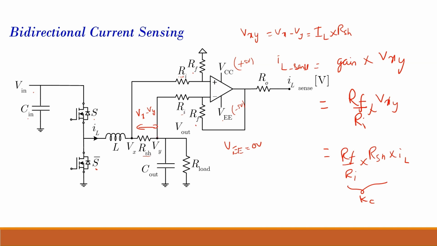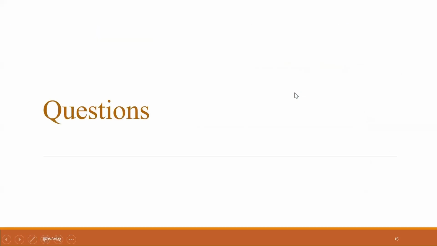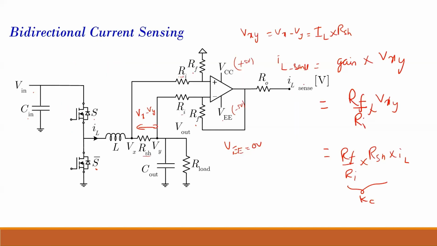And in case your inductor current goes in the opposite direction, your sensed signal will not be able to detect it. So if you want a bipolar output from an op-amp, you need to give it a bipolar supply rail. That is, it should have a positive supply and a negative supply as well.